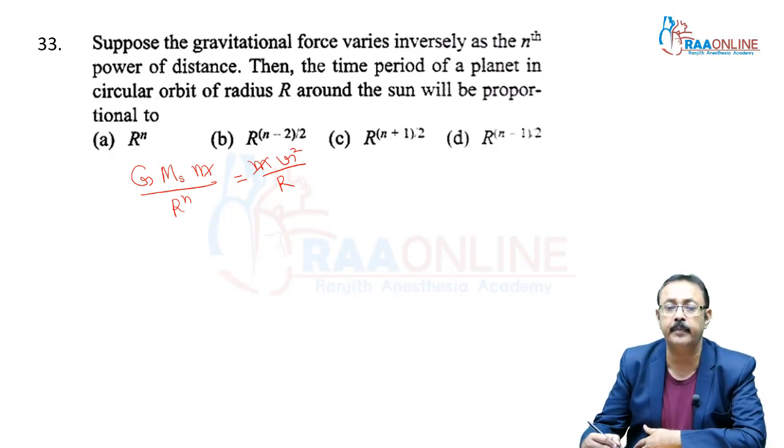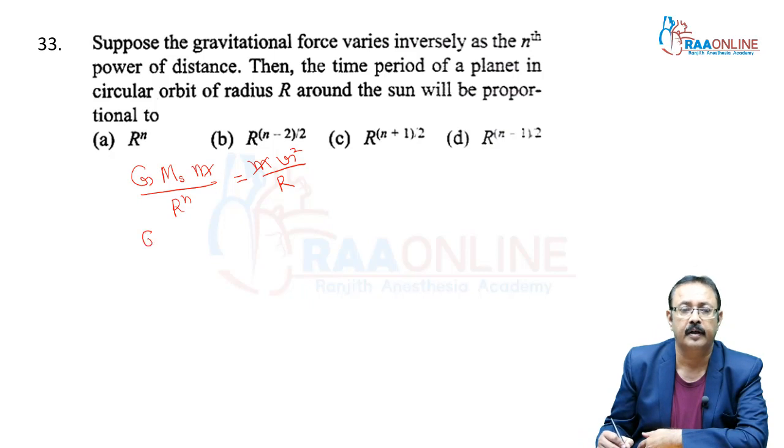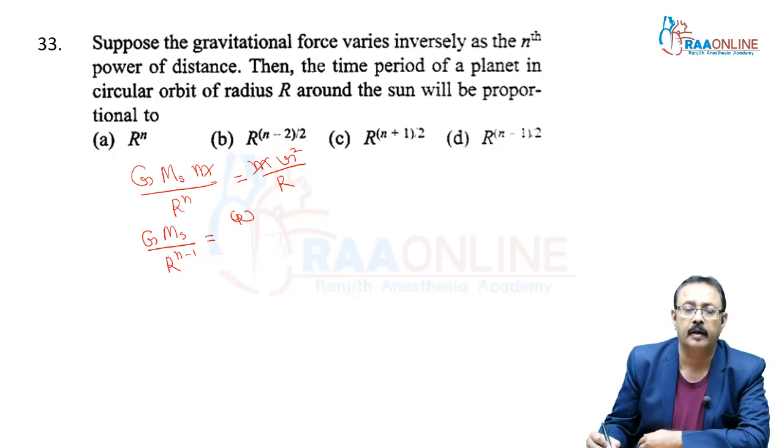What we want to calculate? Time period of planet, its relation with r. So now G M_S upon r raised to the power n minus 1. Cancel one r. V square, what is V square? V is omega into r, so omega square into r square. Take this r on this side. So omega square is equal to G, mass of sun, upon r square in this way, so it will become r raised to the power n plus 1.